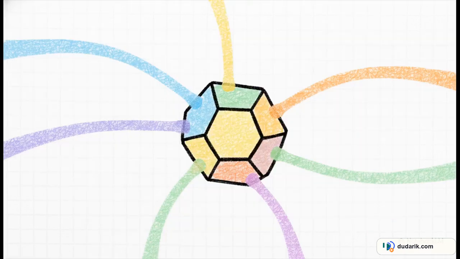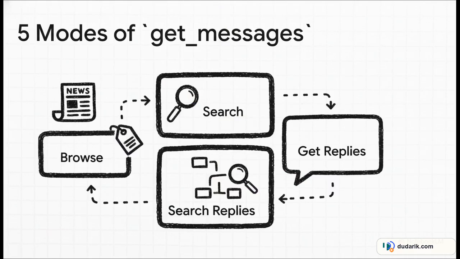And to see exactly what I mean, let's look at just one tool that packs in 5 powerful modes. The tool is called get_messages. Just look at the power that's packed into this one single command. Your AI can use it to just browse recent messages, or it can search for a specific keyword inside a chat. It can grab messages by their specific ID, pull entire comment threads from a channel post, and even search within those replies. That's 5 huge functions, all wrapped up in one elegant, super efficient tool.